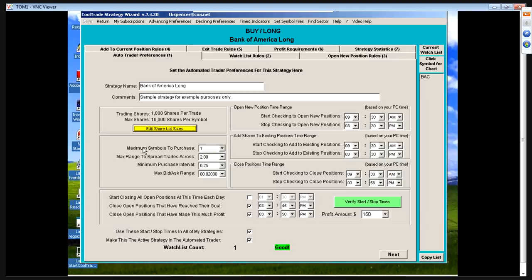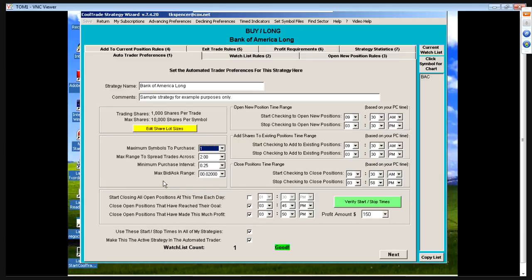So then let's go into the next column here, maximum symbols to purchase. Right here we just tell the robotic trader how many stocks we want to trade. Since this one is set up to just trade Bank of America, we're just trading one stock. But if you wanted to trade 5 stocks or 10 stocks or 100 stocks, you just select whatever you want, and the robotic trader will know that it can trade up to that many different stocks. So if you had maximum symbols to purchase set to 5, even though you had 20 stocks in your watch list, if you already have 5 open positions, it's not going to open a 6th one until you close one.